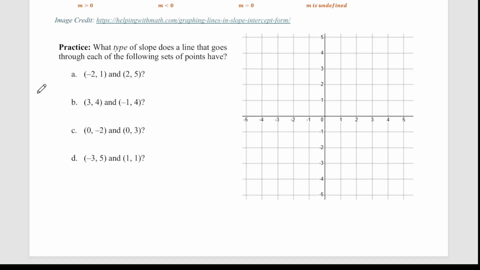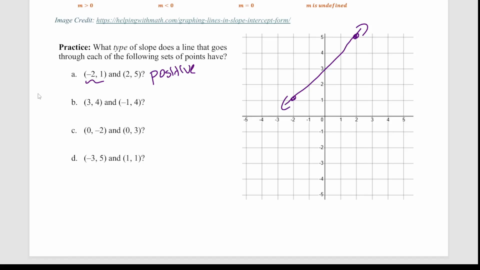So let's practice this a little bit. I'm going to encourage you to pause your video and either by formally finding the slope or just plotting them, figure out what type of slope goes through a line that would connect each of these sets of points. So for the first set of points, we got -2, 1, and then 2, 5. If we connect those points, we see that from left to right, we're going uphill. So this would be a positive slope.